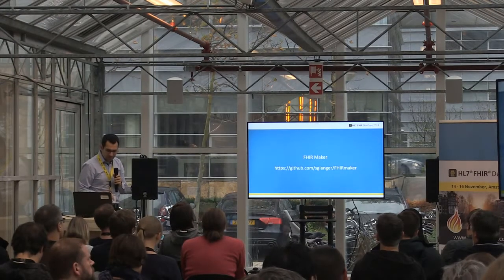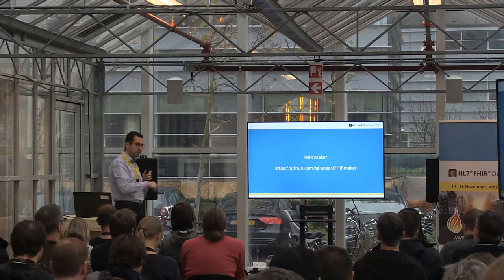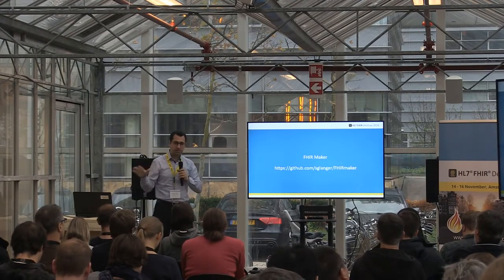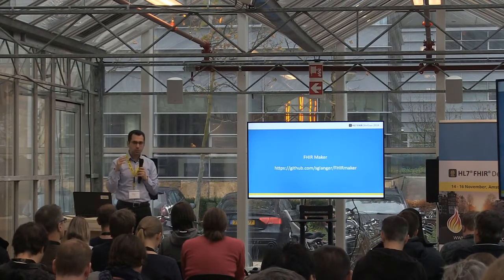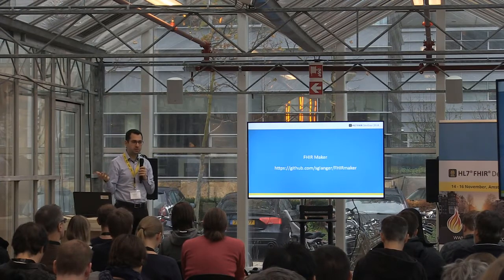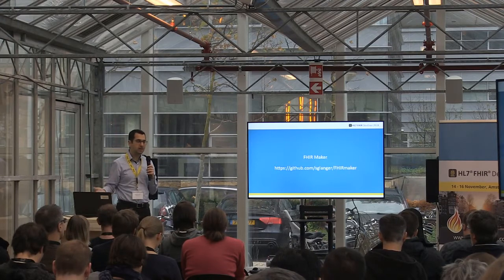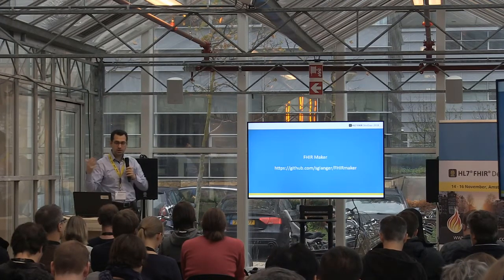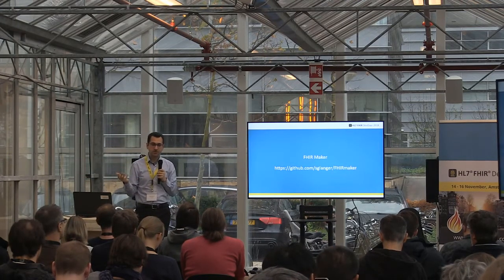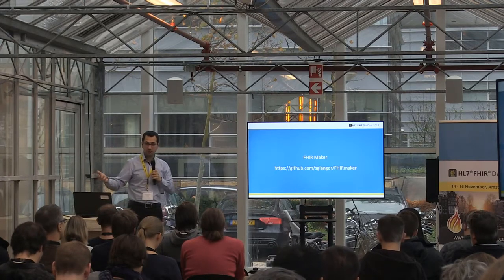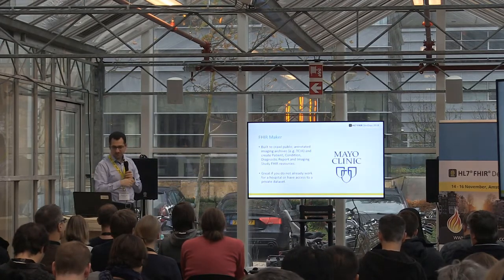Next is the FHIR Maker. There's a GitHub for that one, and it's open source as well. This one takes a completely different approach. What if you don't work for a hospital and you don't have a partner either? What if you just want to work with something that's publicly available? Some of you may know there are a lot of public image data sets, like the Cancer Imaging Archive, which is one example. And this is developed for that.